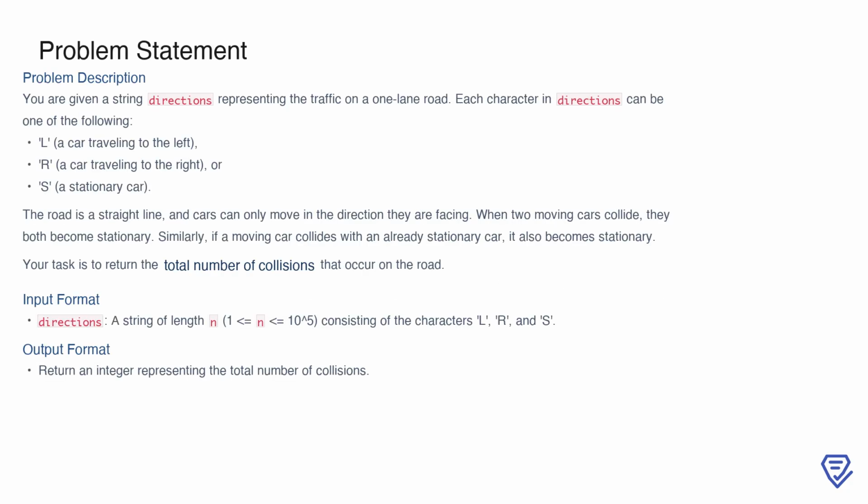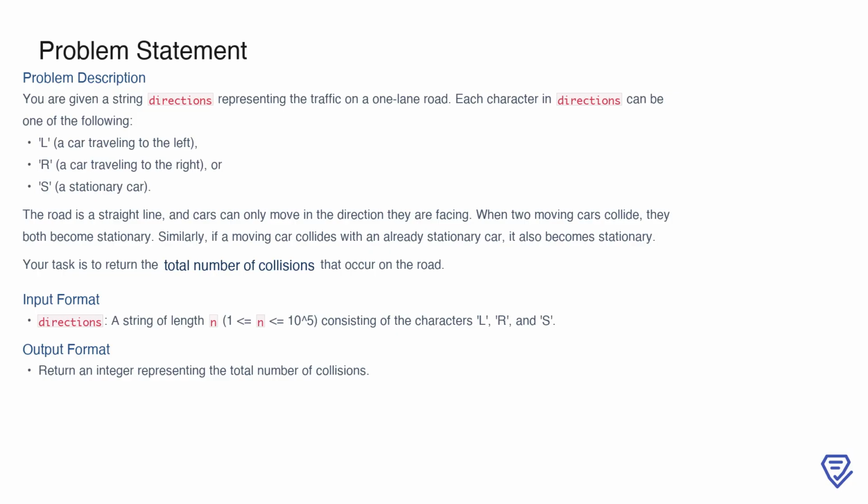In this problem, we are tasked with analyzing a one-lane road where cars can either move to the left, move to the right, or remain stationary. The input is a string called directions, where each character represents the state of a car. Specifically, L indicates a car moving left, R indicates a car moving right, and S represents a stationary car.